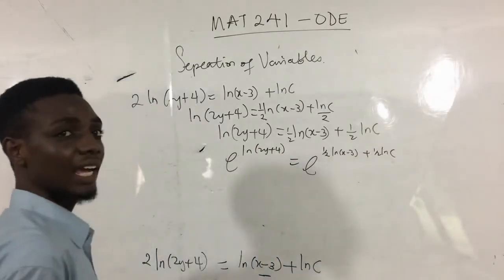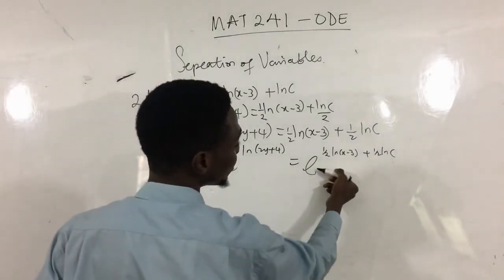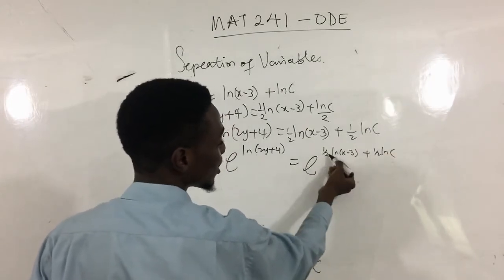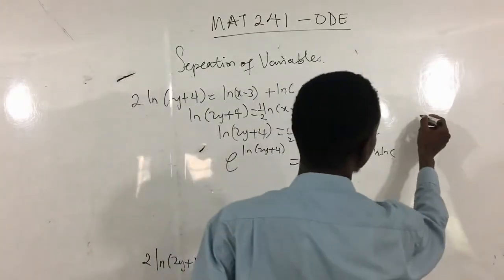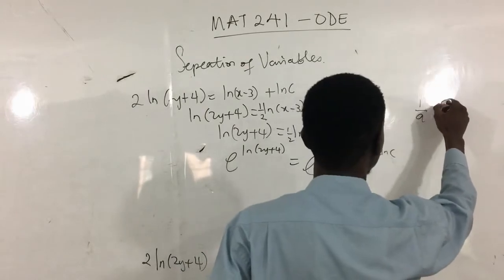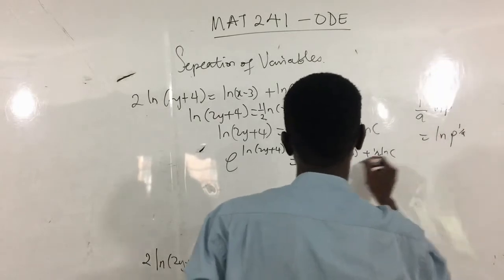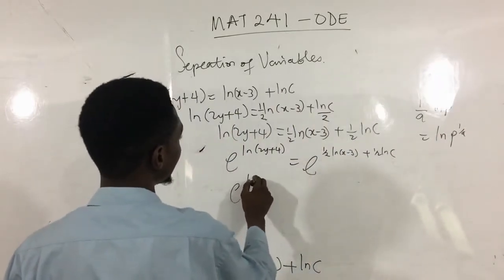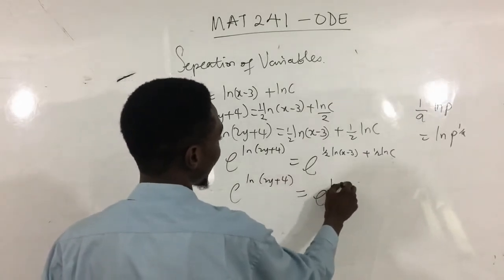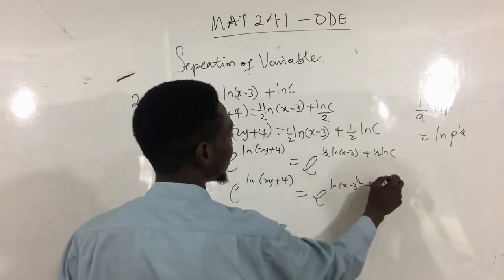So, like I said in the other class, our e will go with the ln. On this side, the same thing will happen here. But then, we need to raise this x - 3 to power half. Because, from the law of logarithms, 1 over a ln p equals ln p raised to power 1 over a. Okay? So this will be e raised to power ln(2y + 4) equals e raised to power ln (x - 3) raised to power half plus ln c raised to power half.